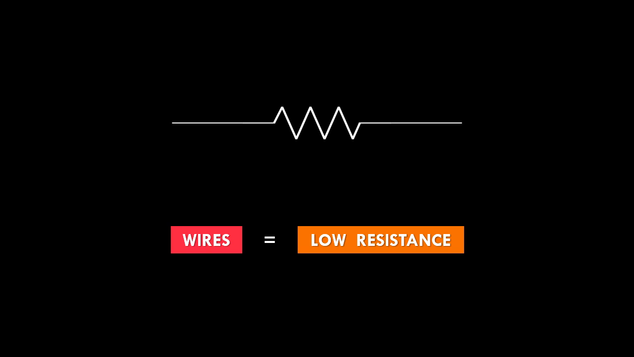So first off, wires. Wires are just conductors with very low resistance. But for simplicity, we just assume wires have no resistance at all. This makes our computations a lot easier. Let me show you what I am talking about.